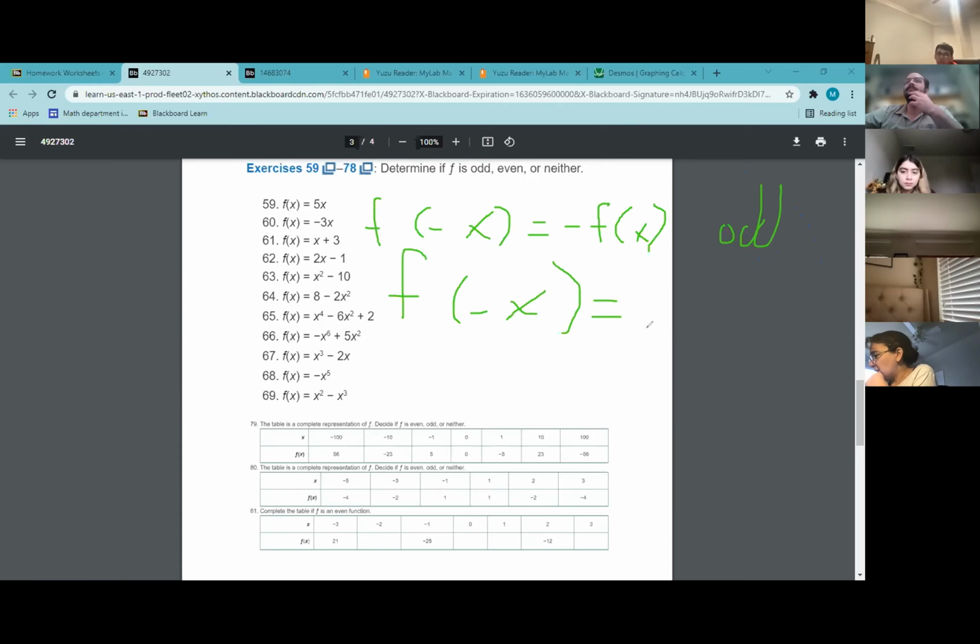Teacher, look at which number? 68. We have minus f of x equals minus x to the power 5. This one, it's not even.